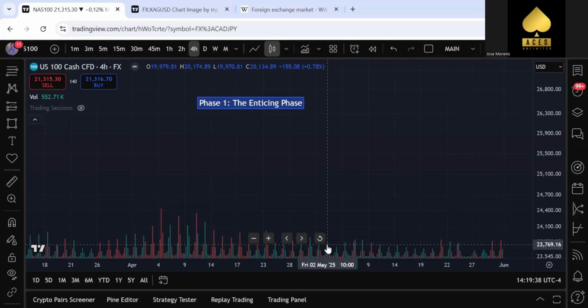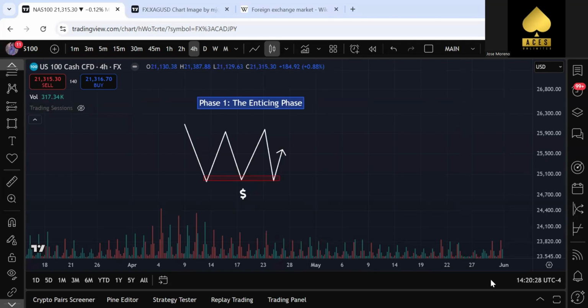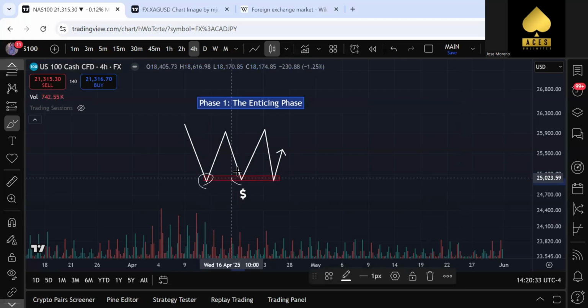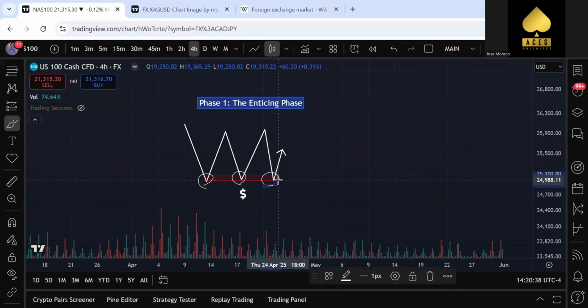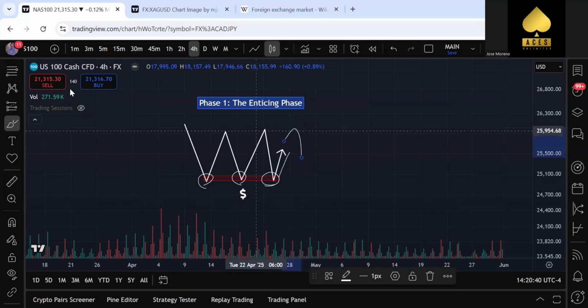So phase one is the enticing phase. What does it mean to entice? Enticing means to lure, to bait someone into a certain action. In this case, the first part of manipulation is where they are luring the masses into doing a certain action. This can look a little something like this, where we see the market constantly rejecting off of the same level, making people think it will probably continue to the upside.